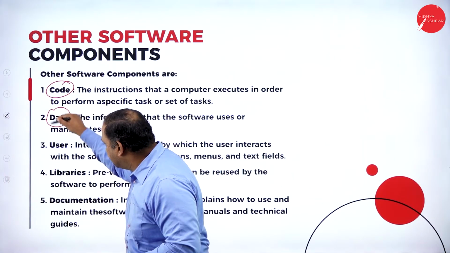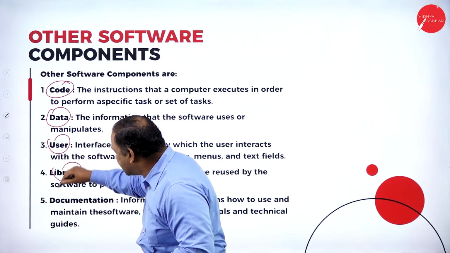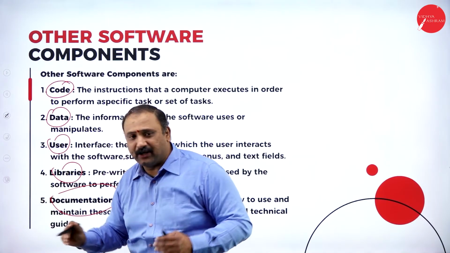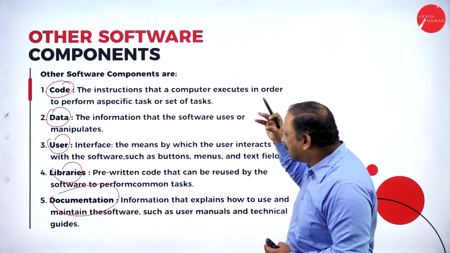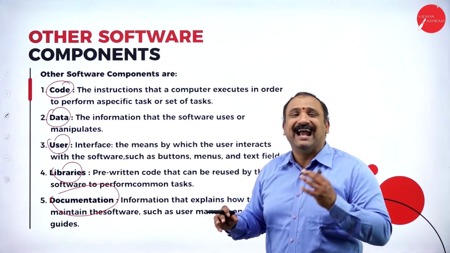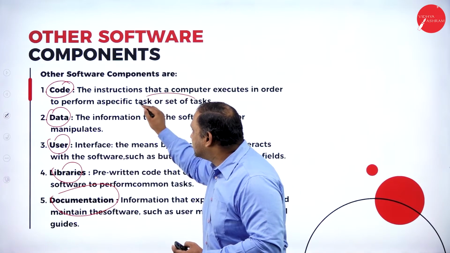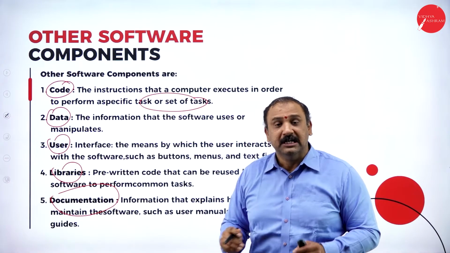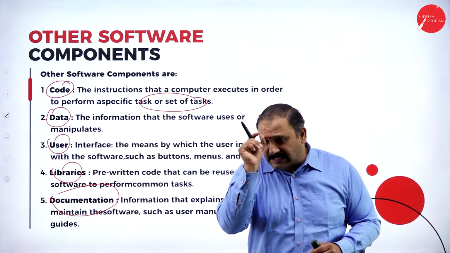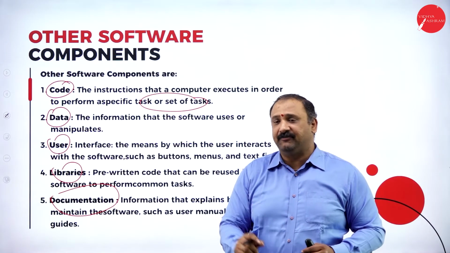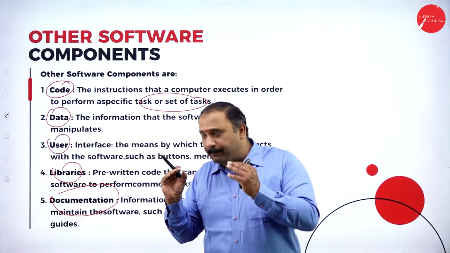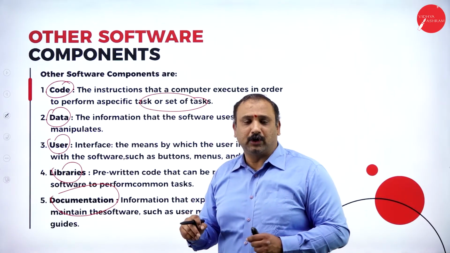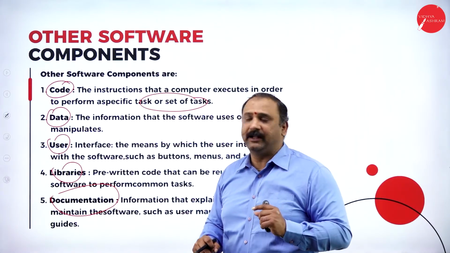Followed by which the other software components: we are going to talk about the code, then the data, the user, libraries, and the documentation. Now let's go one by one here. When I'm going to talk about code, code is the set of instructions that a computer executes to perform a specific task or set of tasks. So when I want a specific level of work to be achieved by the computer, I'm going to go on to the code because coding becomes very, very important.